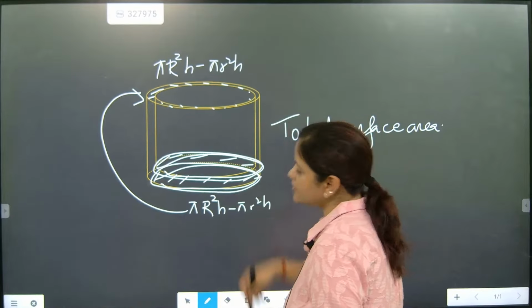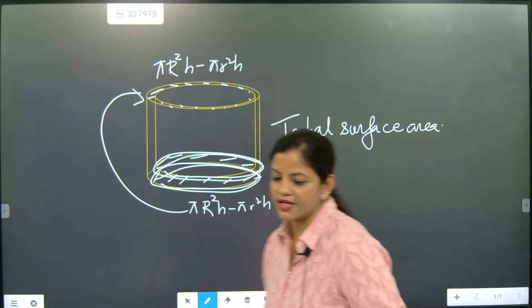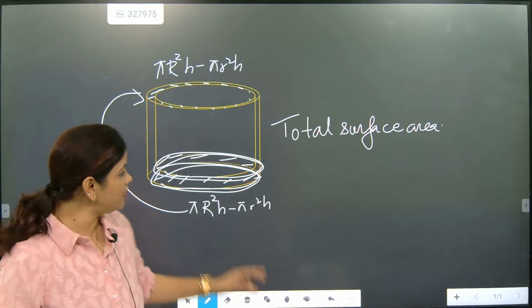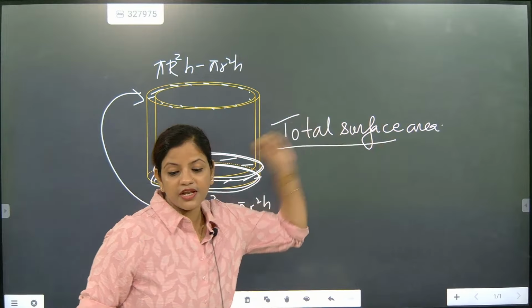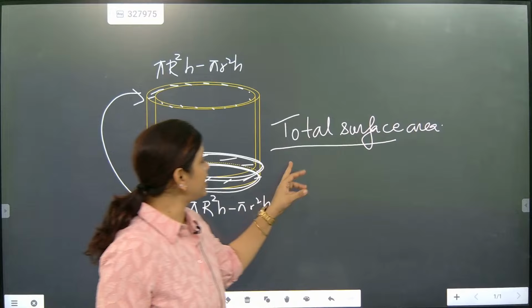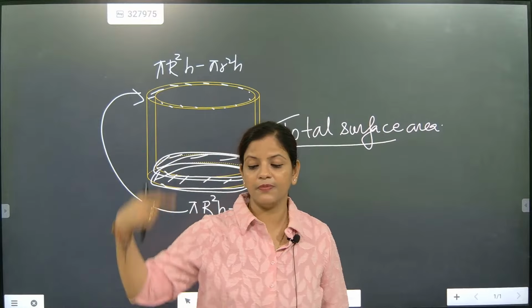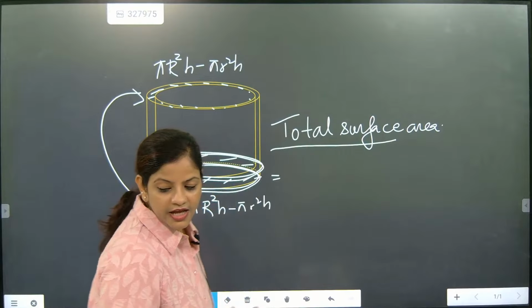So the total surface area. When somebody asks you about the total surface area, what are you going to write? Curved surface area plus the area of both the bases, the up and down bases, both of them.